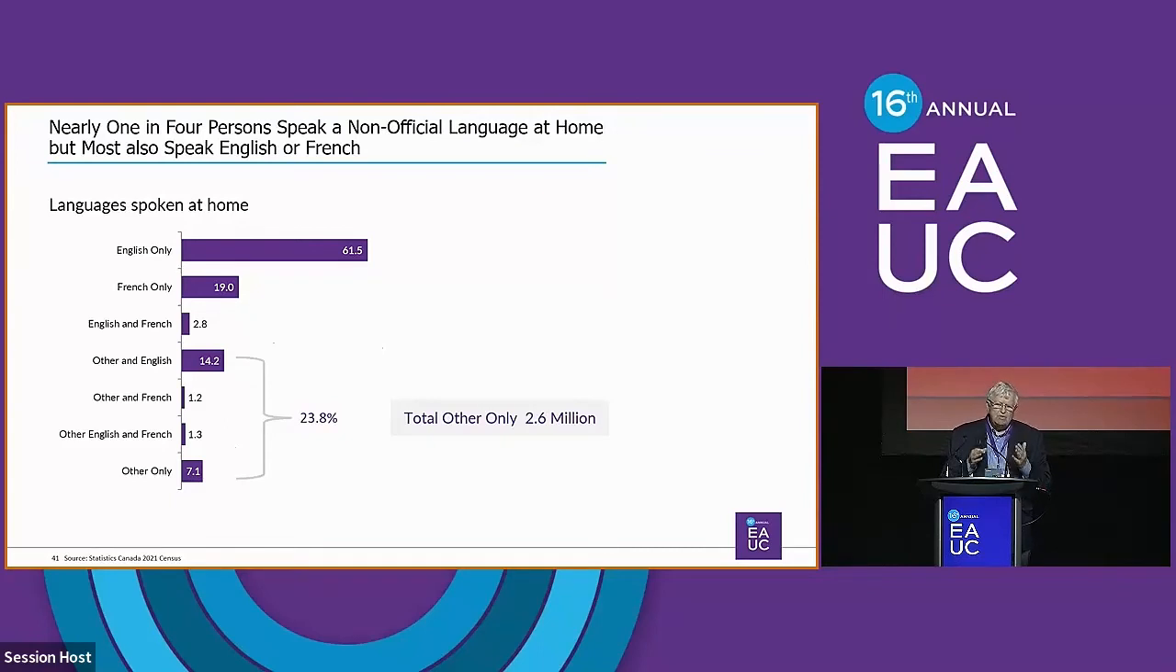But there are about 7% of Canadians who are not speaking either English or French at home, and that represents 2.6 million Canadians. An important target group. If you're reaching out to this group, you may need to consider advertising, communicating with them in their mother tongue.